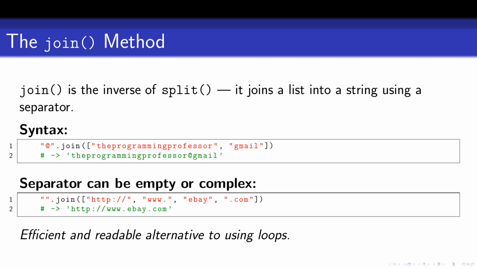It's especially handy for constructing email addresses, file paths, or structured strings like URLs or CSV lines. Whether you're formatting output or generating content dynamically, join gives you full control over how the final string looks, all while keeping your code compact and easy to read.